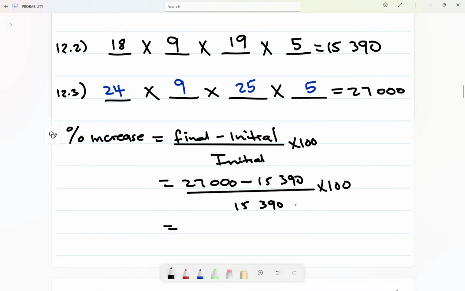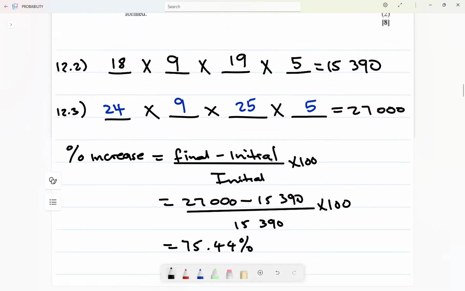27,000 minus 15,390 at the top, divided by 15,390, and then multiply that by 100. I get something like 75.44% increase. 75.44% increase, guys. So this is just a beautiful question, guys.